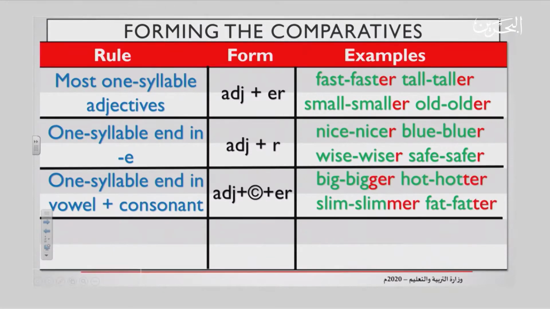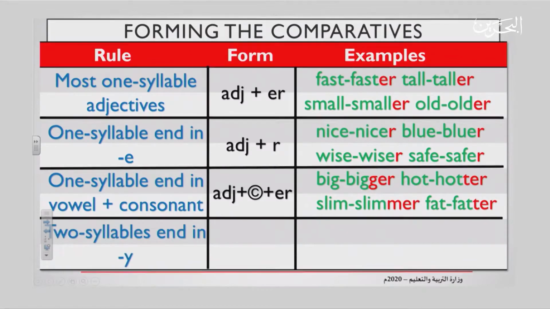Let's take a look. Big, B-I-G. I is a vowel, and G is a consonant. You double the G. Big, bigger. Hot, hotter. Slim, slimmer. Fat, fatter.